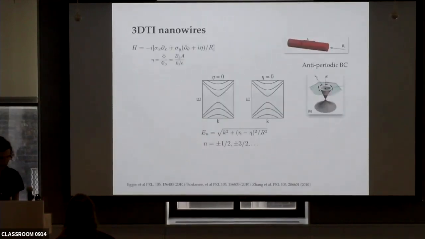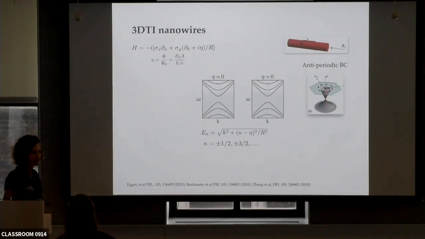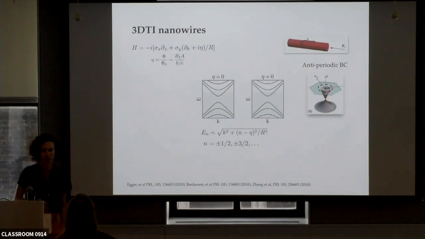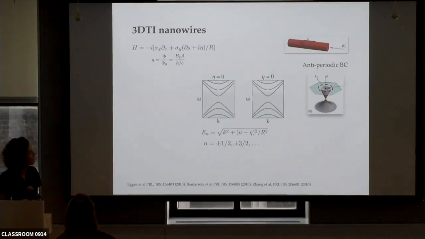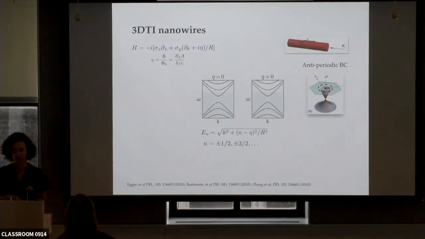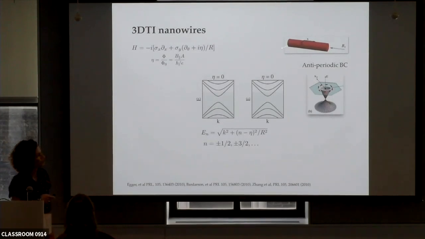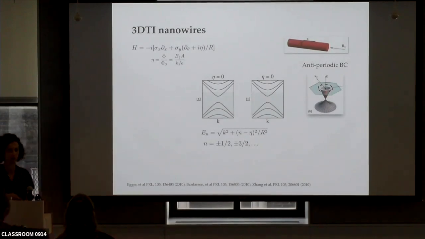Okay, so I'll start by talking about normal 3D TI nanowires. What I want you to think about now is the simplest system imaginable. You take a 3D TI and you form it into a perfect cylinder. This system has perfect rotational symmetry around the axis of the cylinder. It's characterized by two coordinates: the x-coordinate along the wire, and an angular coordinate theta that wraps around the wire.